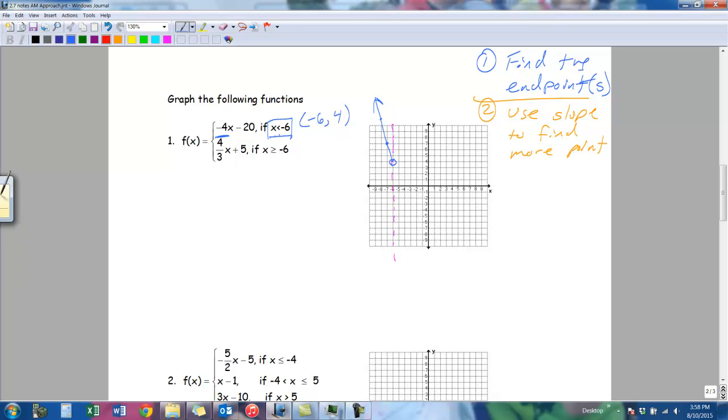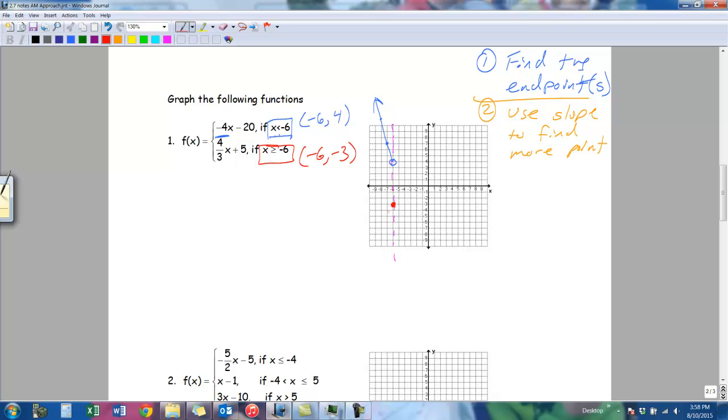So now, let's do that again with this line. First, find the endpoint. The endpoint is going to be at -6 because -6 is right here. Plug that in. 4/3 times -6 is -8. Plus 5 is -3. So -6, -3. Is this one going to be an open or closed dot? Closed dot, because this says x is greater than or equal to.